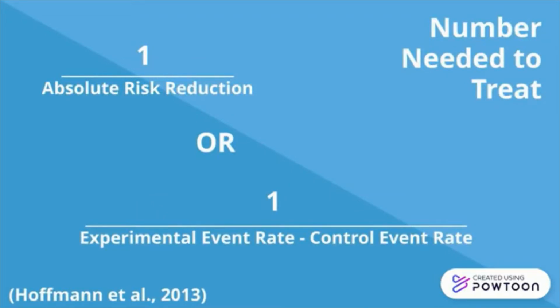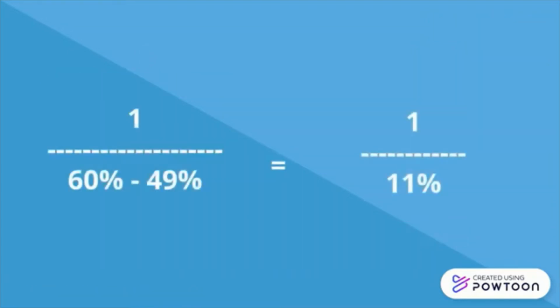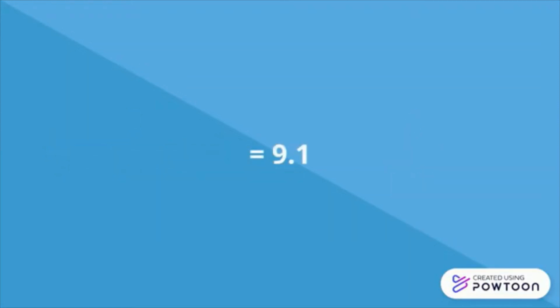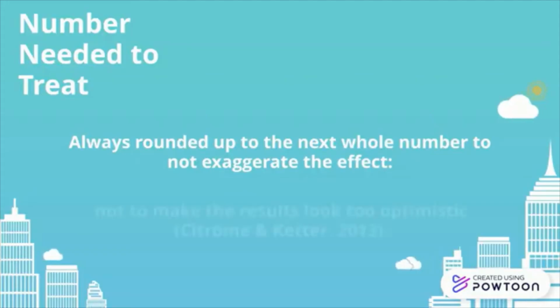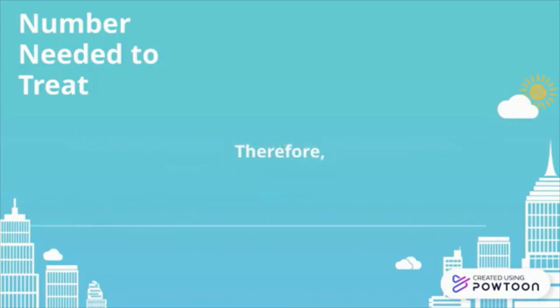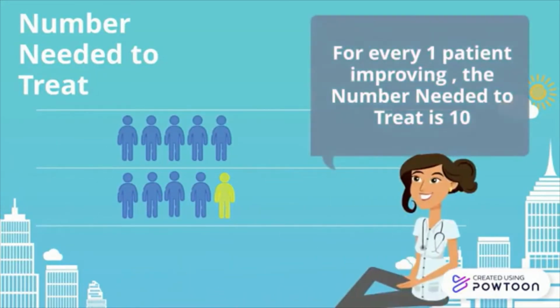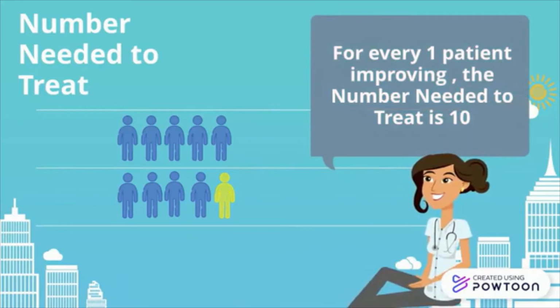the control event rate. So, to analyse this study, we divide 1 by 60% of children who experienced an improvement minus 49% who improved in the placebo group. This is 1 divided by 11, or 1 child in 9.1. NNTs are always rounded up to the next whole number as to not exaggerate the effect or make the result look more optimistic. Therefore, the NNT for these children would be 1 patient in every 10 needing to be treated to experience an improvement because of the medication.